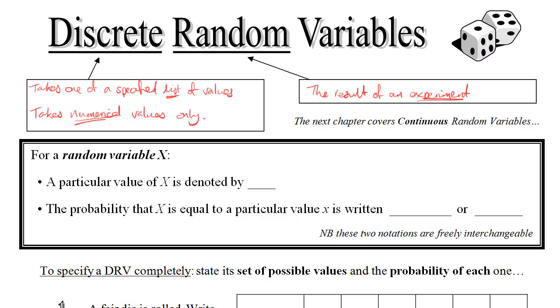Okay, so notation here. We tend to represent variables by capital letters. So if there's a capital X representing a variable, a specific value will be a lowercase x. And we talk about the probability of x being a specific value, and we use either of these two notations. I prefer the one on the right just because I'm lazy, but you'll see both of them used. So let's just try an example.